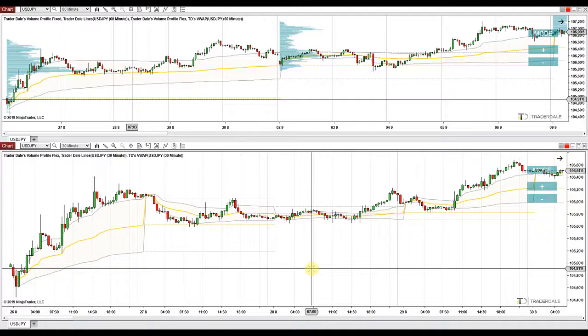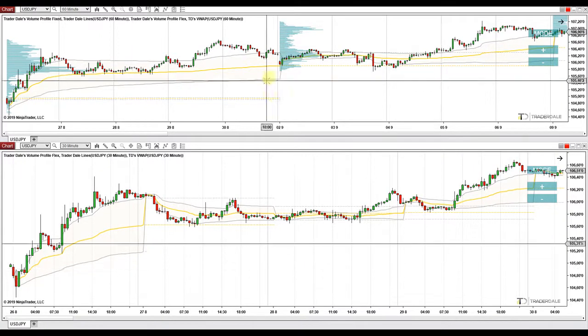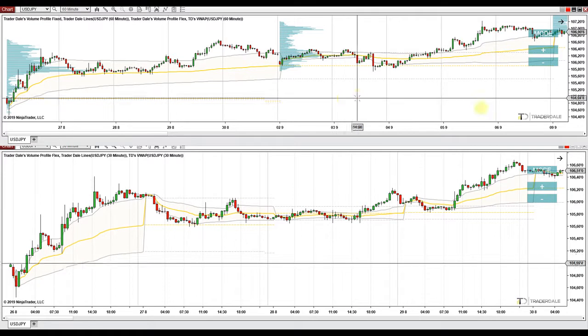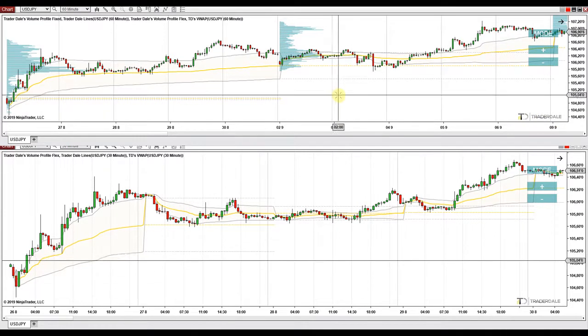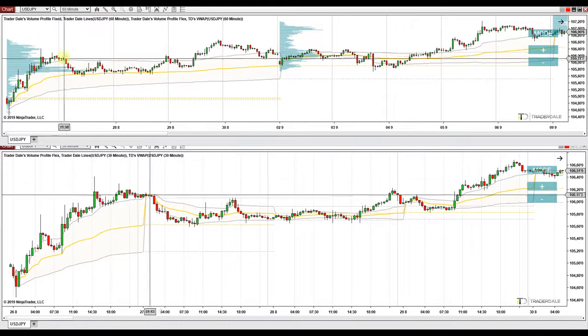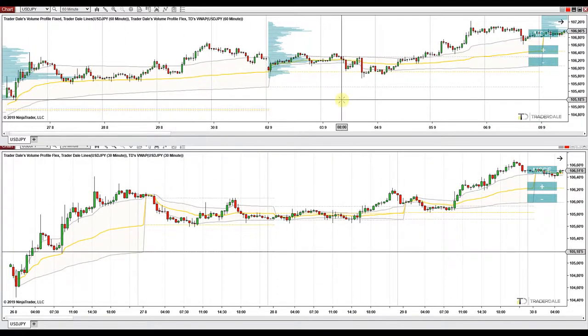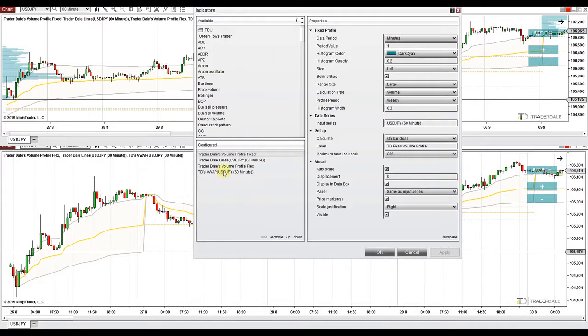So this is the intraday trading workspace. The chart on the top is a 60-minute chart. This one is US dollar Japanese yen. Those profiles are weekly profiles, and the VWAP is a weekly VWAP. Let me just quickly show you the settings of the VWAP.